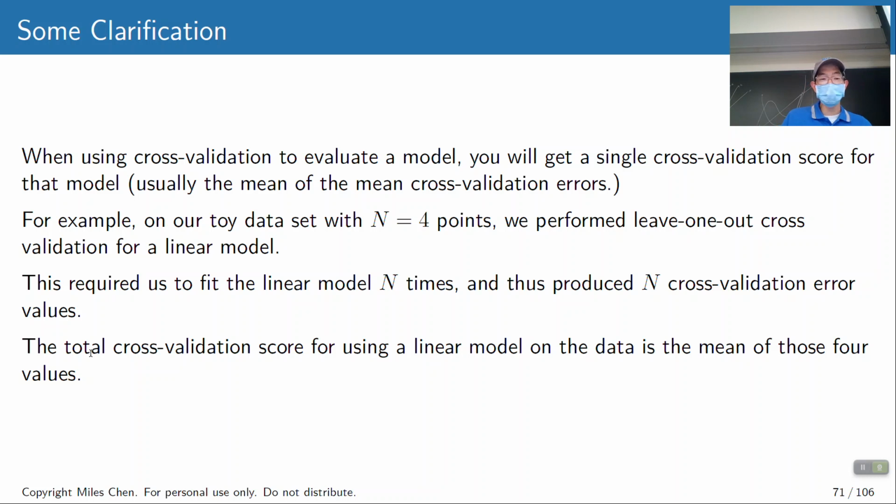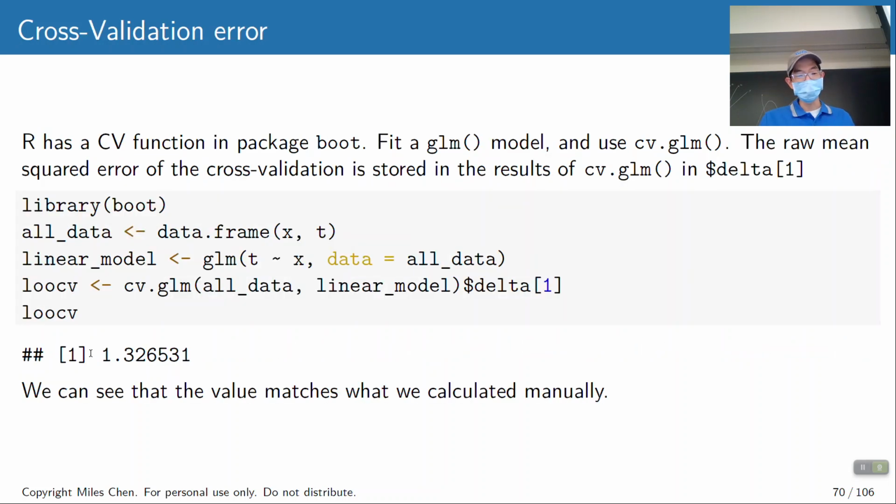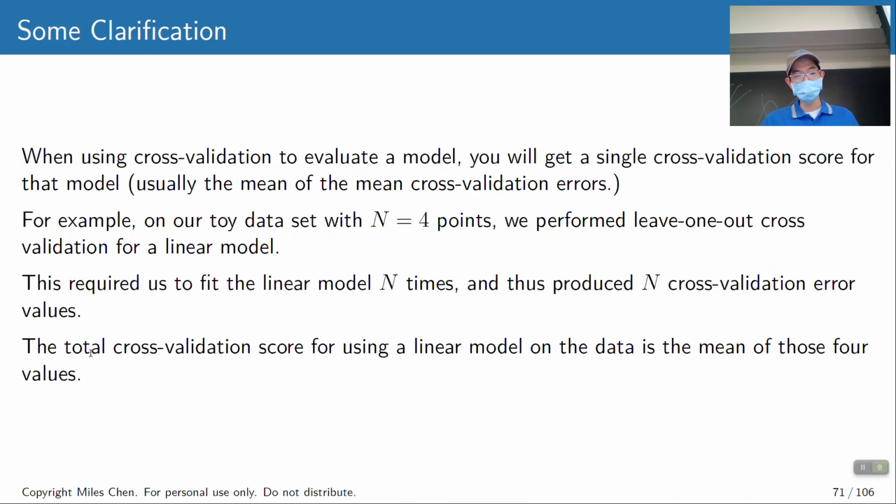Okay, and so again, just to clarify, you would get basically one single cross-validation score for that entire model, which is usually the mean of the cross-validation errors. And on our toy data set, our score was 1.326531. Okay, and this is the score for the linear model.